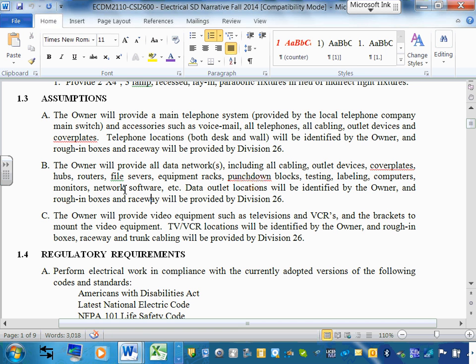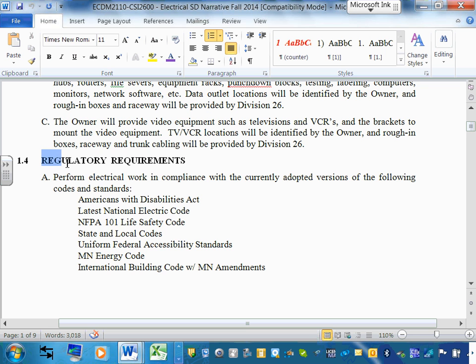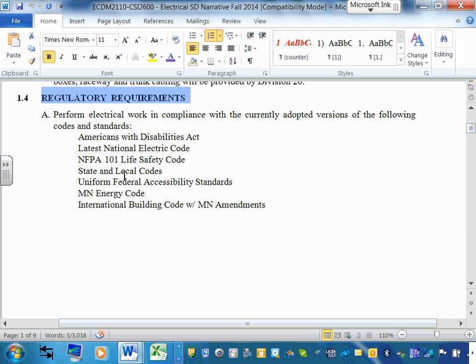So, assumptions, there are a few assumptions that you have to make, guys, about what the owner will provide and what's not. I'll let Halberg deal with that one, but you read through it. They always have regulatory requirements. What do you need to adhere to? Now, remember, this is an engineering template. Look at what you need to adhere to.